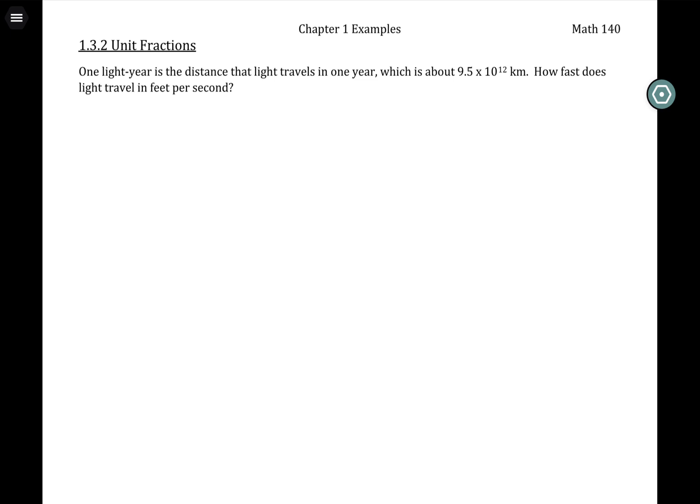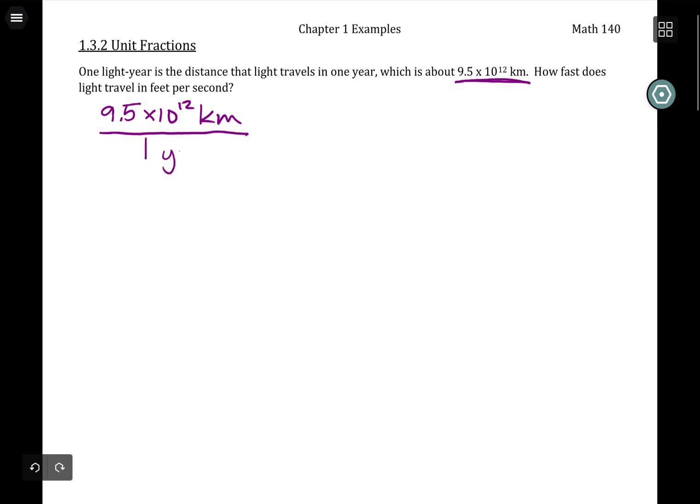So I would say the first thing is we're not actually given a speed directly. We've got all the info we need, but we're given a distance. So we have this 9.5 times 10 to the 12 kilometers. And if we want to make that a rate, a speed, we're going to divide that by the amount of time it takes to go that far, which is 1 year. So a light year is actually a distance, but it's easily converted into a rate.